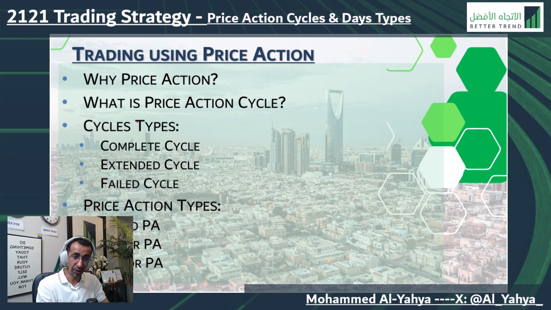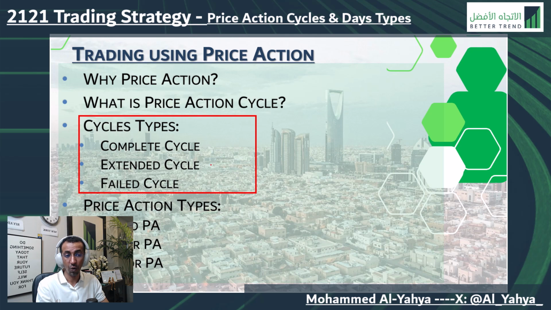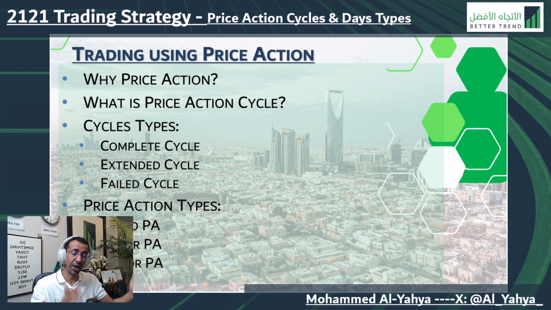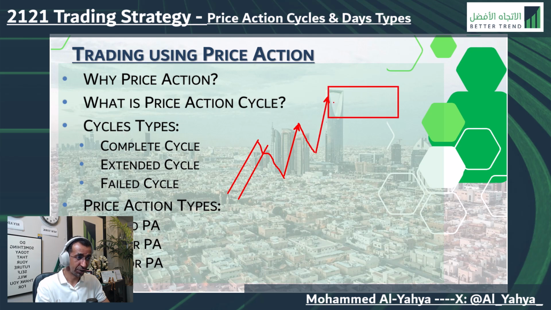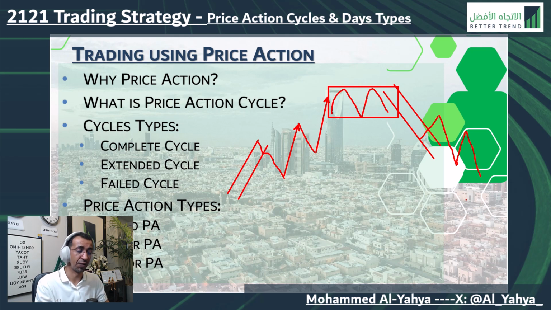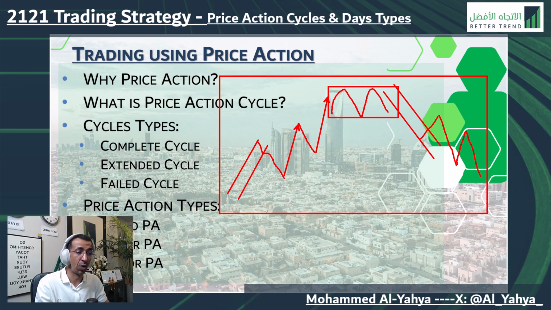Now let's talk about the type of cycle that we have. We might have a complete cycle, extended cycle, or failed cycle. Complete cycle is the one that I just explained. Channel, break, leg 1, leg 2, trading range, and reversal. A reversal could then be channel, break, leg 1, leg 2, and so on and so forth. So this is the ideal one, the complete one, the normal one.